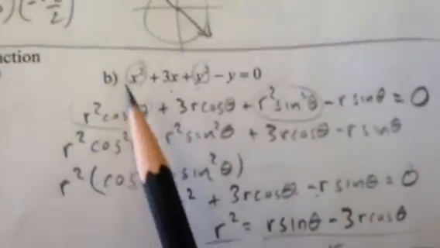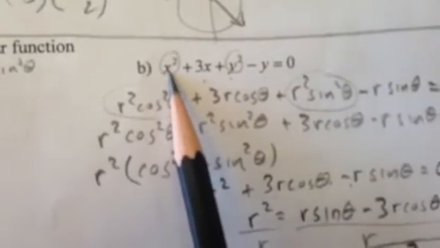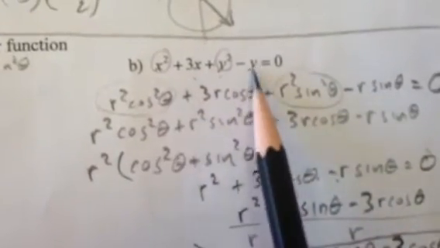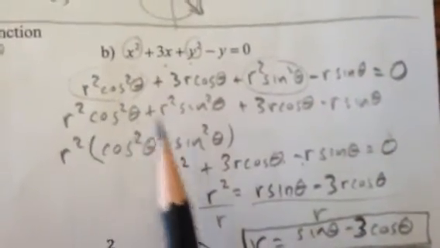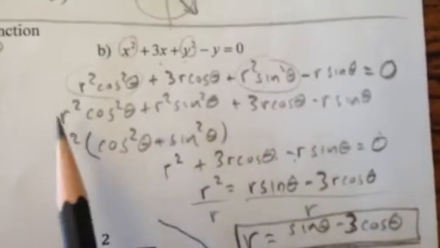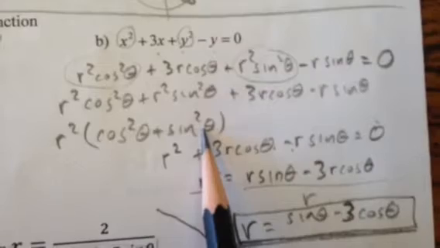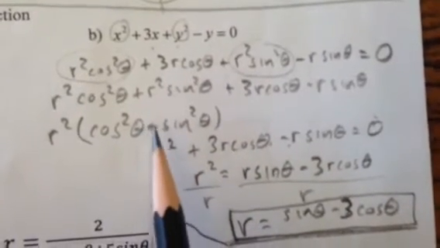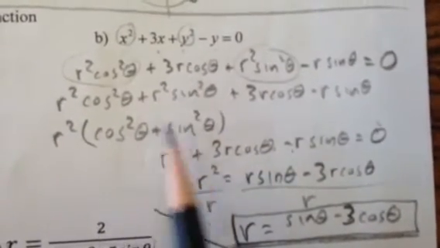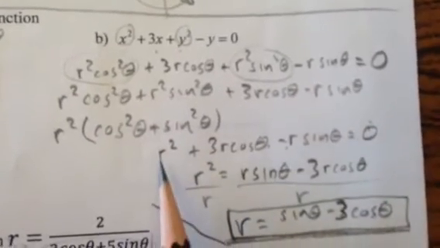Next one, a little more complicated, but it's just more terms. It's still the same idea. I'm replacing x with our cosine theta and y with our sine theta. Doing all of that gives me this first line, and what I did next was gather my squared terms together so that I could factor out r squared. That left me with cosine squared plus sine squared, which, as you may recall from chapter 7, equals 1. There's your fundamental Pythagorean identity right there, folks. So r squared times 1 is just r squared.